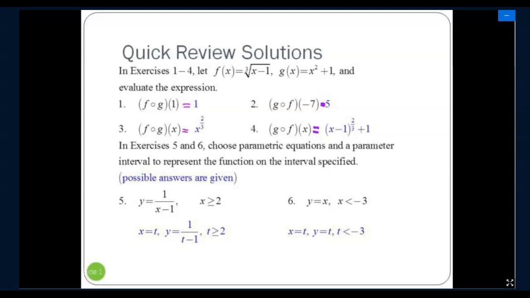So, sorry, I should have told you to skip 5 and 6, as those were parametrics, but you could do 1 through 4.